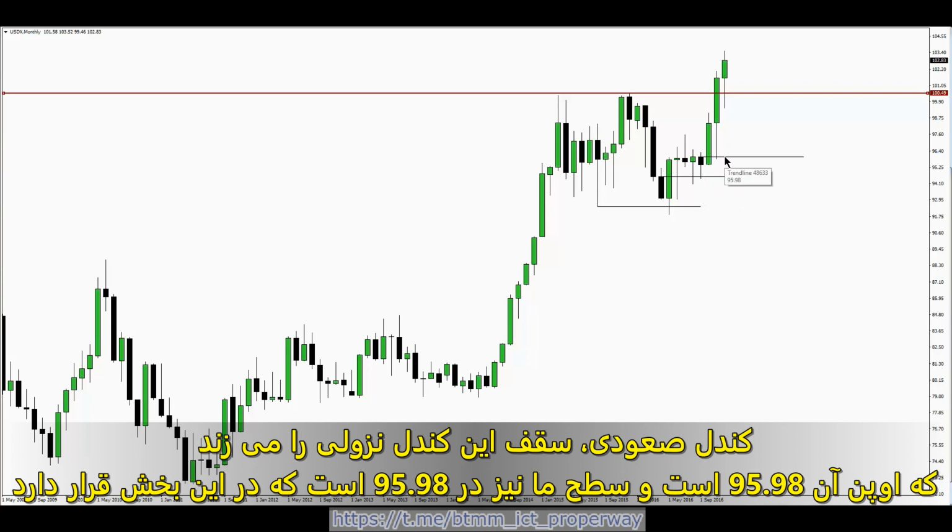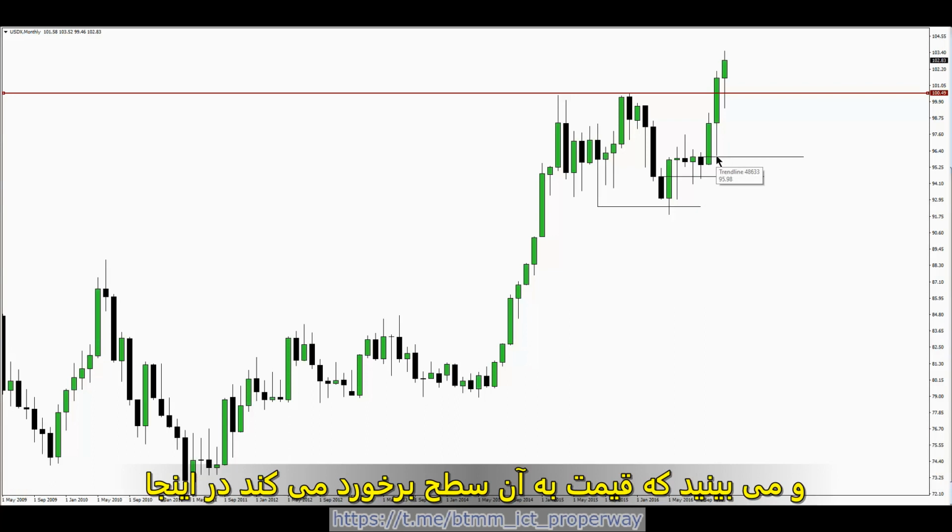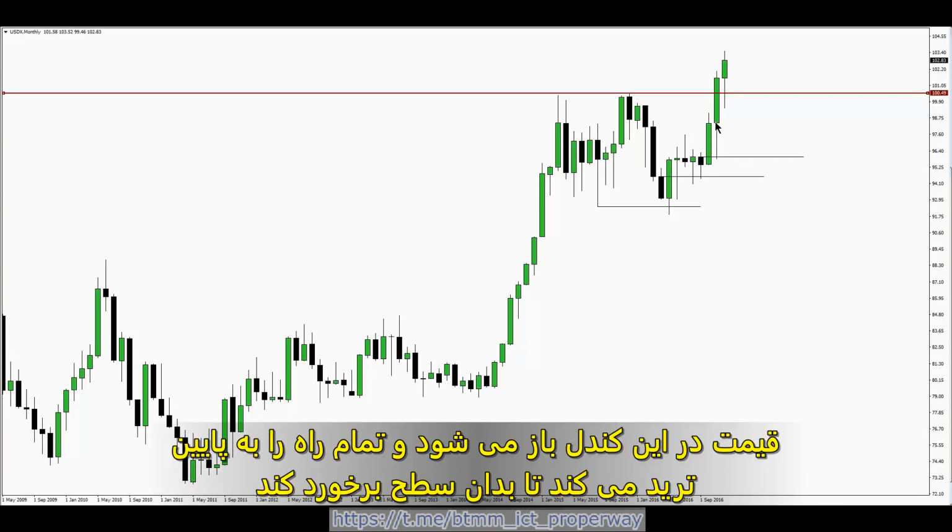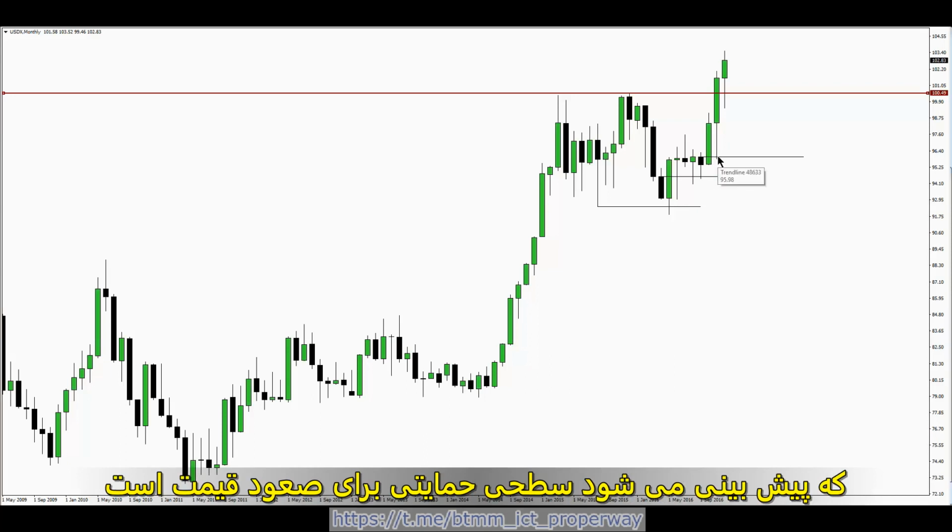And the level is 95.98 on our level here on the segment. And you can see price hits that level here. It opens on this candle and trades all the way down, hits it. This would be another support level to anticipate seeing prices trade higher.